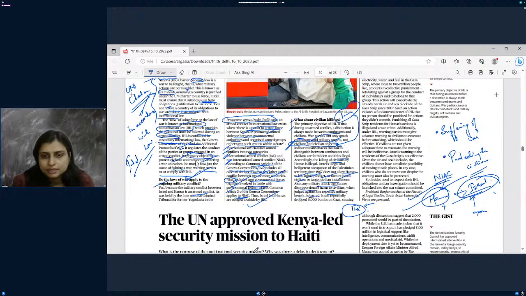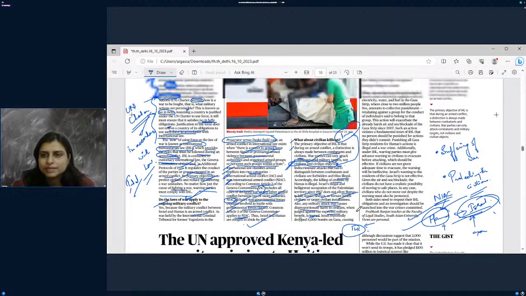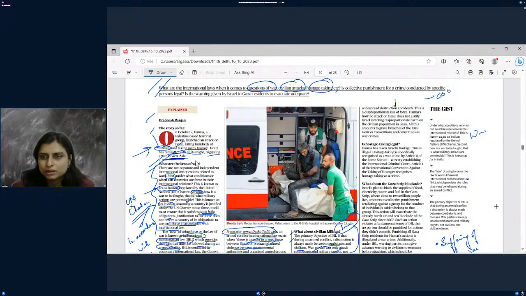So what is happening is Israel reportedly dropped 6,000 bombs on Gaza, causing widespread destruction and death. So, 6,000 bombs. This is a disproportionate use of force. Hamas' horrific attack on Israel does not justify Israel inflicting disproportionate harm on the civilian population in Gaza. All this amounts to grave breaches of the 1949 Geneva Convention and constitutes war crimes. That means the dropping of these many bombs by Israel on Gaza is constituted as a crime under the Geneva Convention.